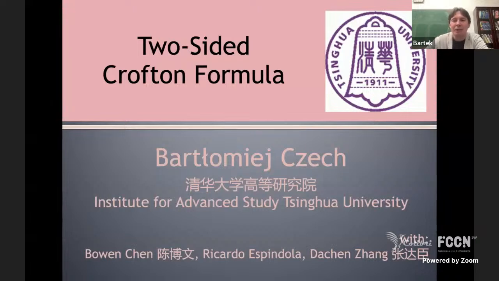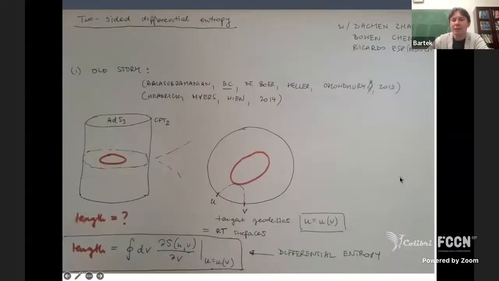So what I have to do here is start with a review. Before we talk about the two-sided differential entropy, or a two-sided Crofton formula, we have to remember what the one-sided version was. So this is work that goes back to 2014 or 2013.